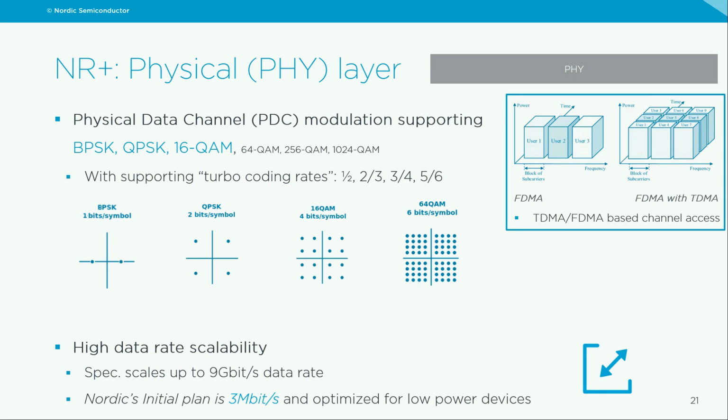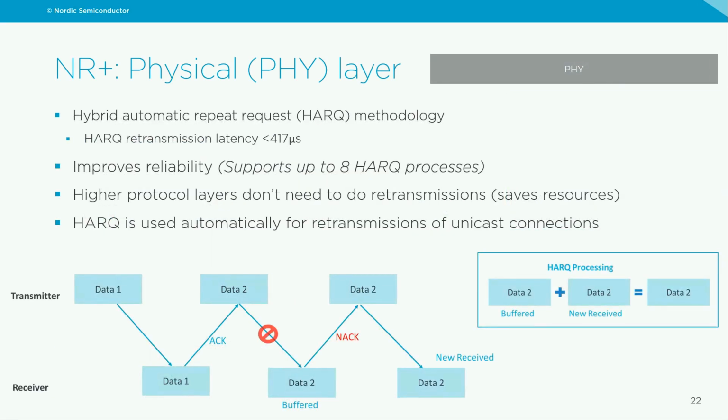And the DECT NR Plus has a high data rate scalability. The spec itself scales up to 9 gigabits of data rates, so that's quite high, but our initial plan is to support 3 megabits per second and optimized for low power devices. So we are not looking into the ultra reliable area. We are more into the massive machine type communication area, at least in the first phase, as we see it.